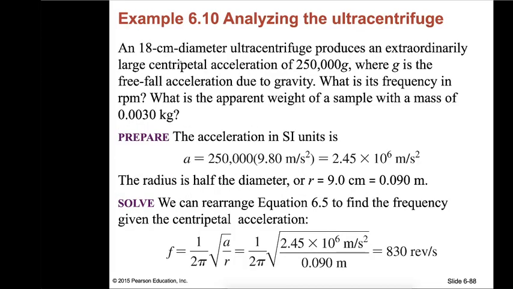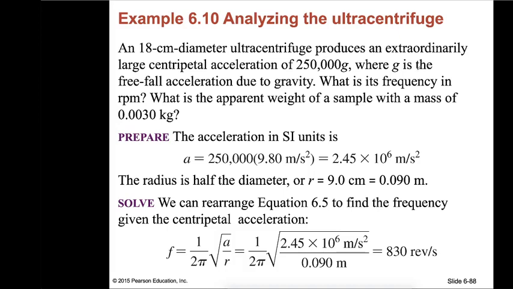Okay, now let's see one example here. One 18-centimeter diameter ultracentrifuge produces an extraordinarily large centripetal acceleration of 250,000 g, where g is free fall acceleration. What's the frequency in RPM? And what's the apparent weight of a sample with a mass of 0.003 kg?